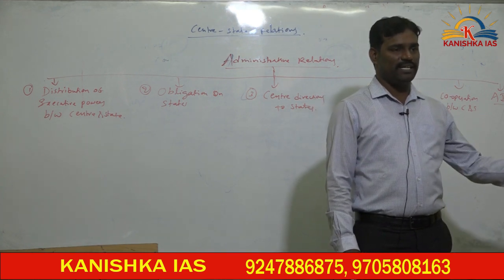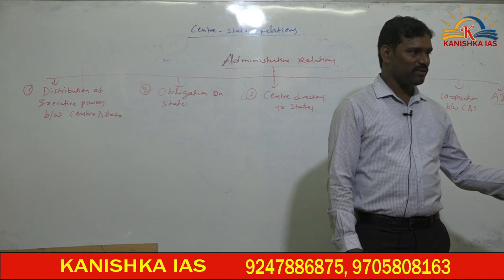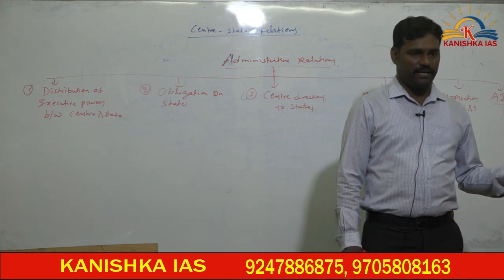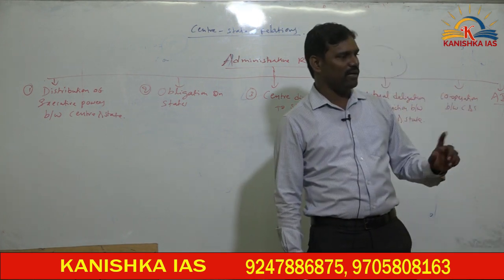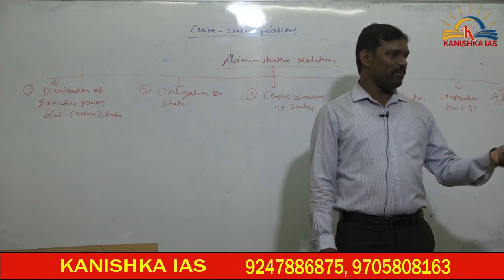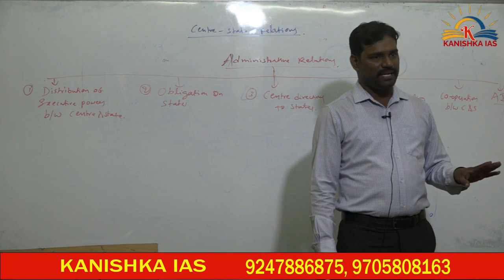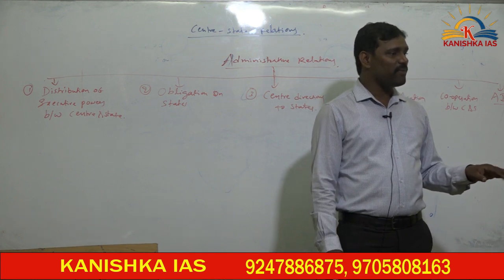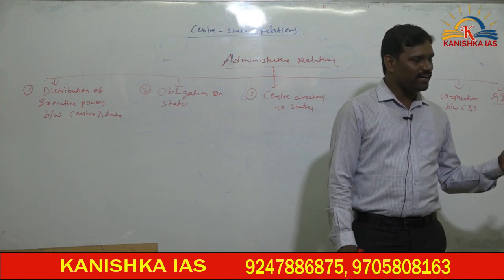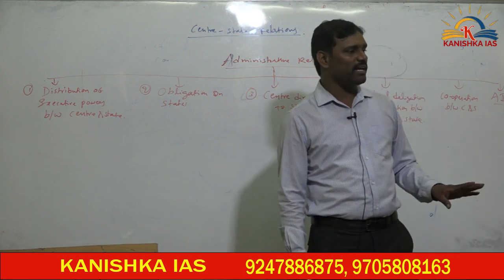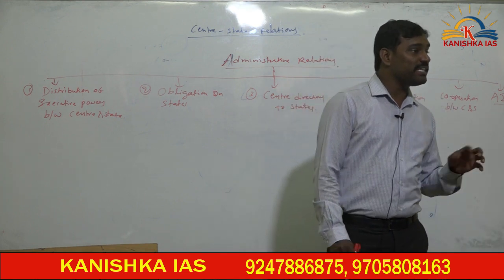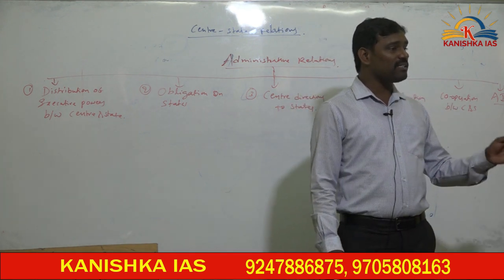But what about the concurrent list? Not compulsory. Uniform law may be desirable, not required. Uniform law is desirable, but not compulsory. In such cases, you can add them into the concurrent list. If you add something into the concurrent list, both center and state enjoy the legislative powers on the subjects of the concurrent list.